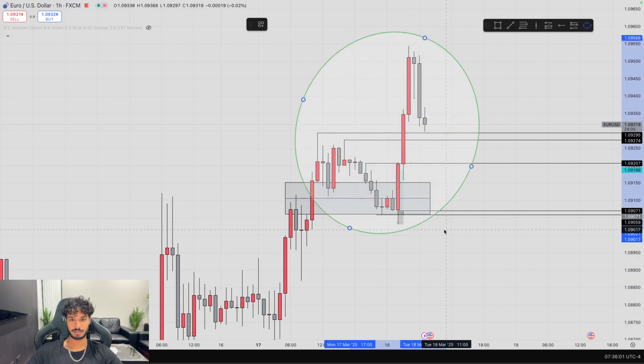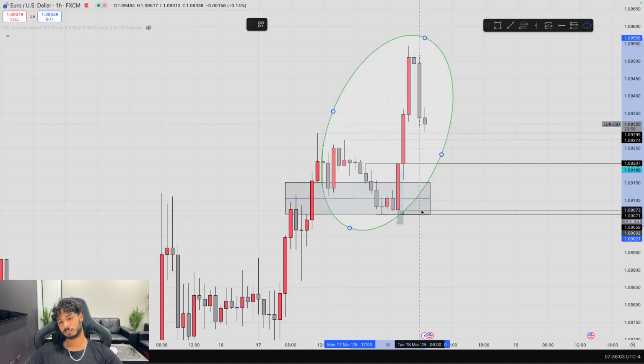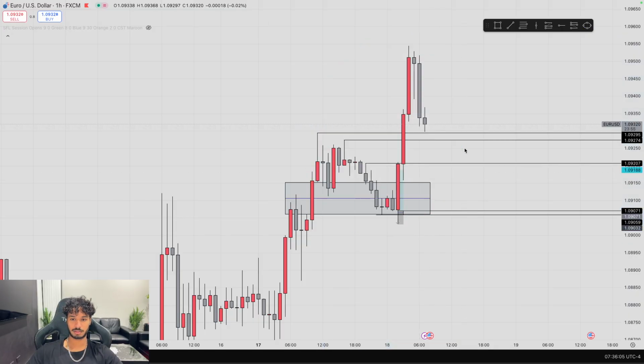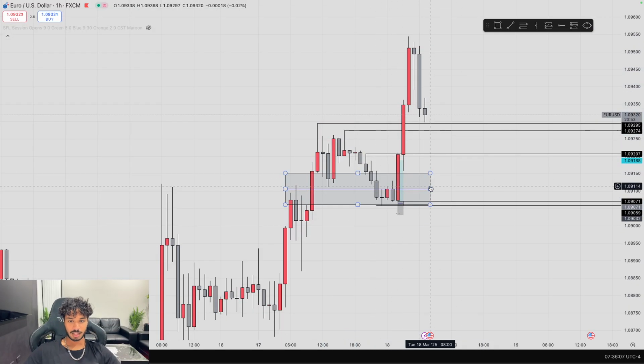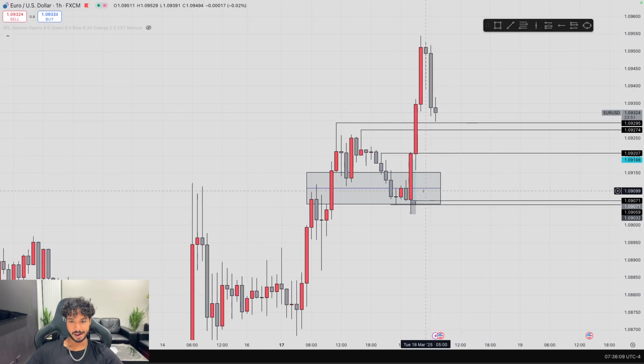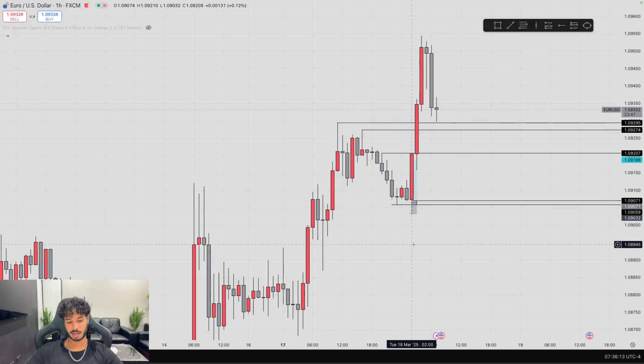You can literally see a massive price movement going up here. So yeah, that's bullish. Now, how did I get into this trade, and what were my targets?